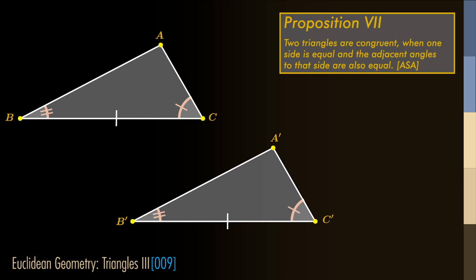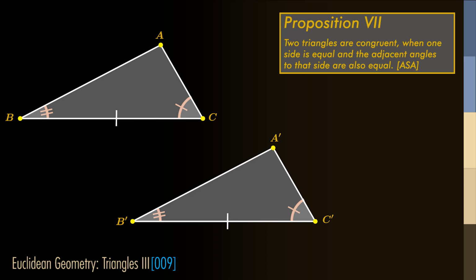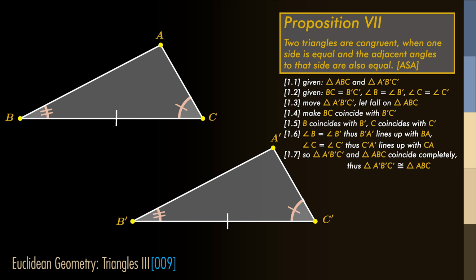The first combination, and thus the first case of congruency, is as follows. Two triangles are congruent when they have one side and the 2 adjacent angles of that side equal. This case of congruency is usually stated and remembered as ASA, angle, side, angle. The ASA case is one of the propositions that have been attributed to Thales of Milesius, a Greek mathematician. So, let's show this to be true.